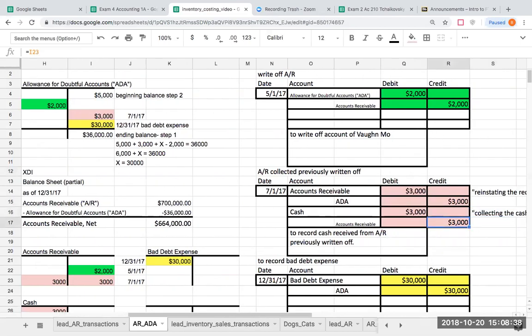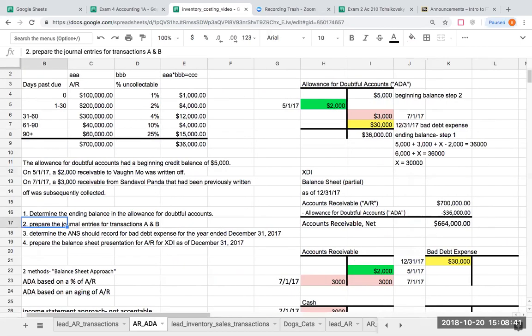And lastly, I look at my allowance for doubtful accounts. When I'm looking at my allowance for doubtful accounts, I need to say to myself, okay, what do I need here to balance my T account? Well, I have 5,000 plus 3,000 minus 2,000 gives 36,000. That amount here was 30,000. So that's how I know I've done this correctly. I can also, once I plug in something, add it up. 5,000 plus 3,000 plus 30,000 minus 2,000 gives me 36,000. So I know I've done that properly.